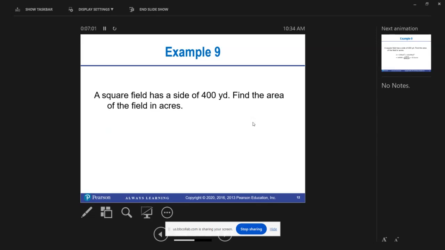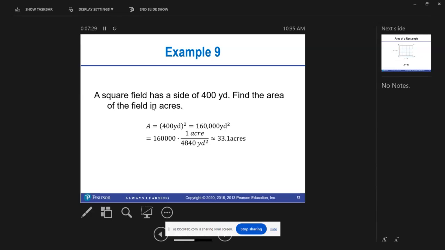All right, so here's our example. We have a square field that has a side of 400 yards. We want to find the area of the field in yards. So basically it's asking you to find the area of a square. And so we just need to take the side, which is 400, and square it. 400 squared is 160,000. So I have 160,000 square yards.